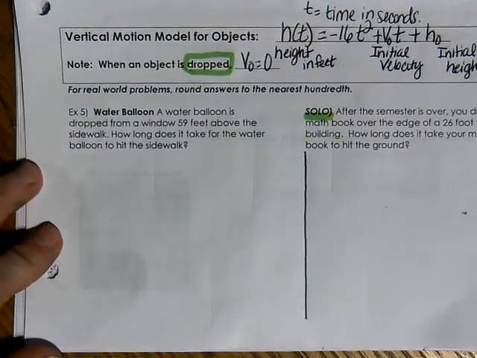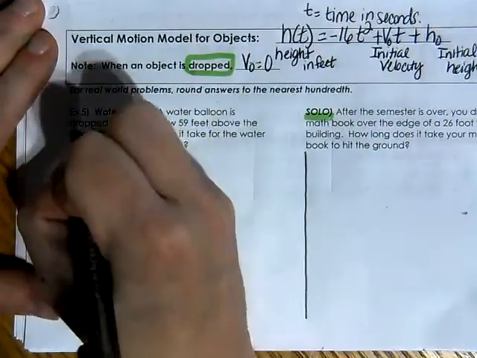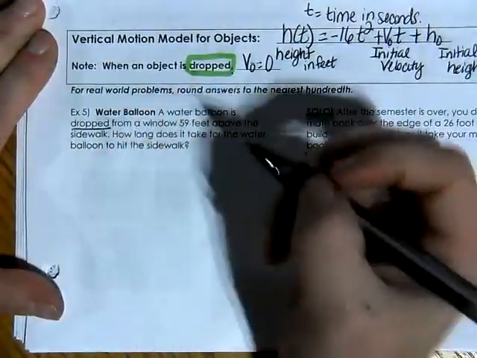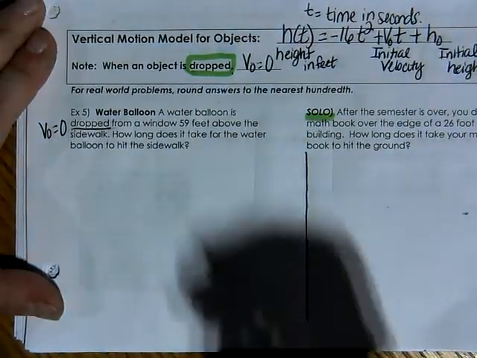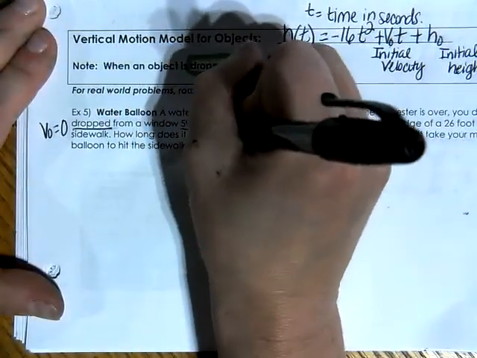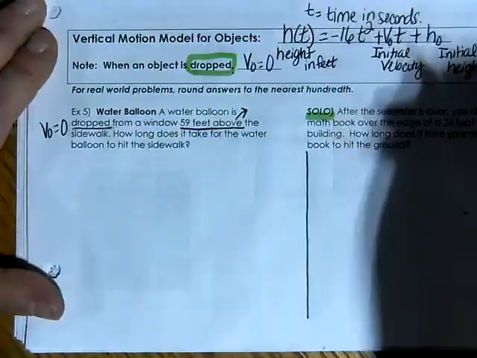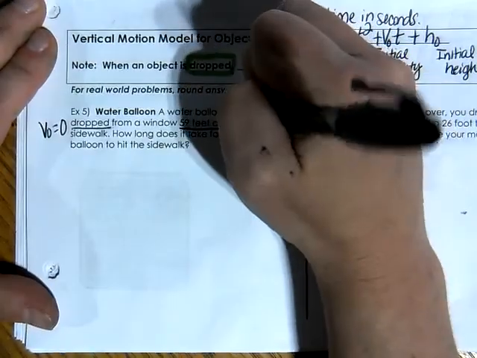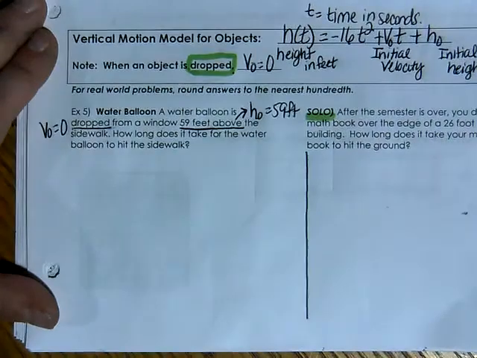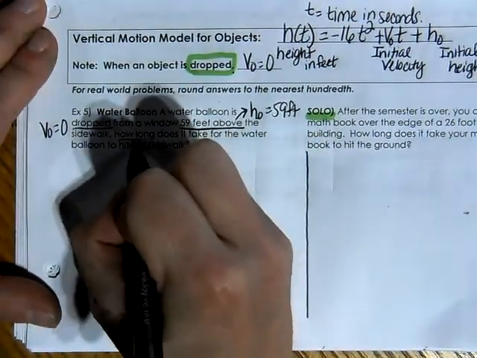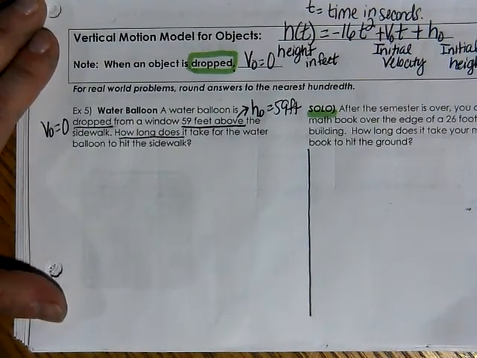It says a water balloon is dropped from a window. So it is dropped. So there's my dropped. That tells me that my v sub 0 is going to be equal to 0. It is dropped from a window that is 59 feet above the sidewalk. So this is where it's starting off. It's my initial height. H sub 0 will equal 59 feet. How long does it take? So we want to find time. How long does it take for the water balloon to hit the sidewalk?